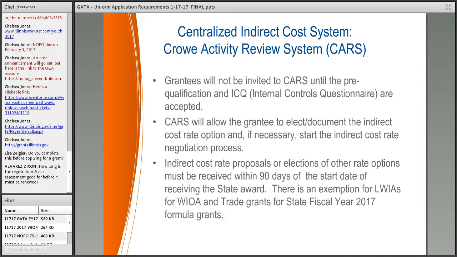Continuing our discussion of the CARS system, like I mentioned previously, grantees will not be invited to CARS until the pre-qualification and the fiscal risk assessment are accepted by the state. CARS will allow the grantee to elect and document the indirect cost rate option, and if necessary, start the indirect cost rate negotiation process with the state's indirect cost rate vendor, Crowe Horwath. All indirect cost rate proposals or elections of other rate options must be received within 90 days of receiving the state award. Like we mentioned previously, there is an exemption for local workforce innovation areas for WIOA and trade grants for the current state fiscal year, which expires June 30th, 2017.